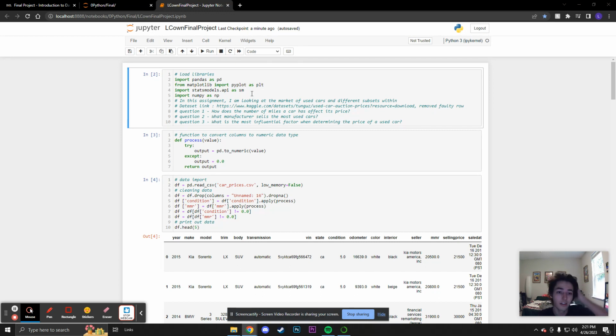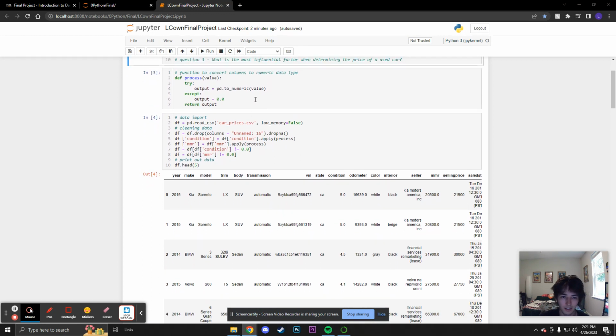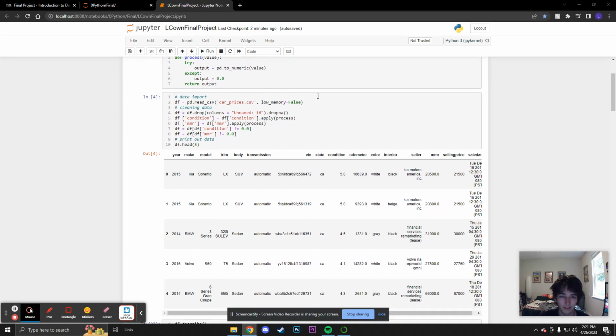Loaded my libraries, imported pandas and matplotlib and statsmodels, NumPy and all that. Then I had to have a function to convert the columns to a numeric data type. I set the output to 0. I tried to set it as none, but didn't like that, so I just kept it 0. But it worked out.